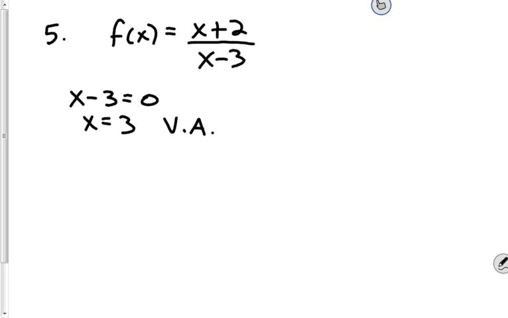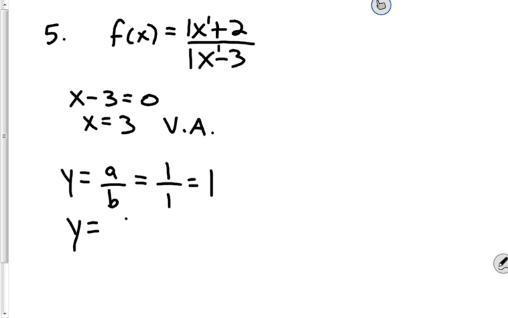we can see the degree here is 1, and the degree here is 1. So those degrees are equal, so it applies to case number 2. Now the leading coefficient here is a 1, and here it's a 1. So for the horizontal asymptote, we're going to have y equals a over b, and both a and b equal 1, which is just 1. So the horizontal asymptote is the equation y equals 1.